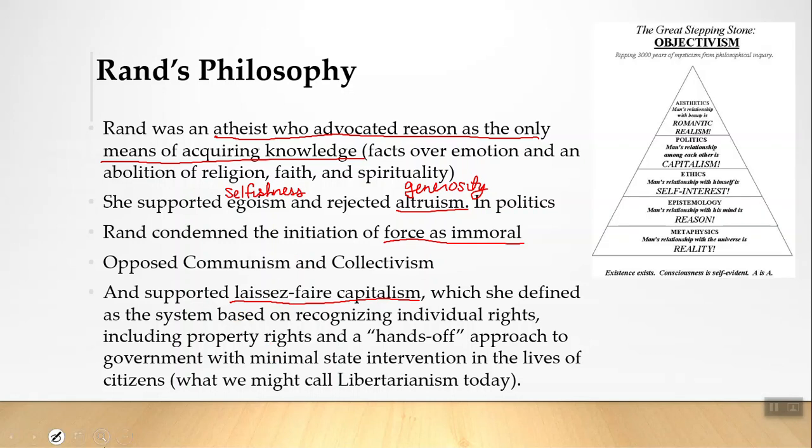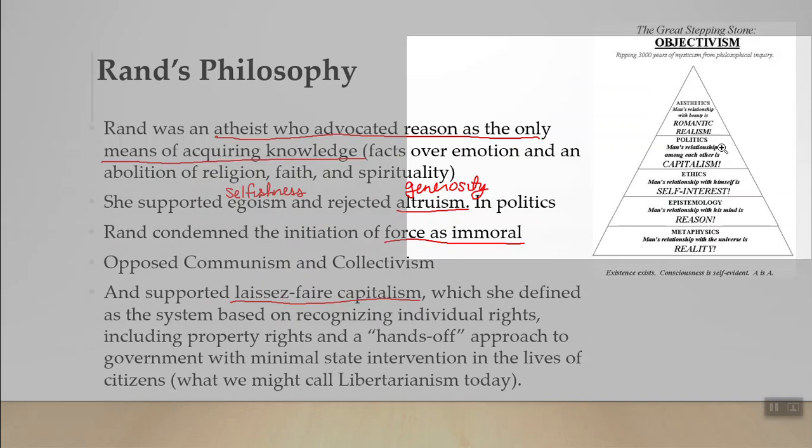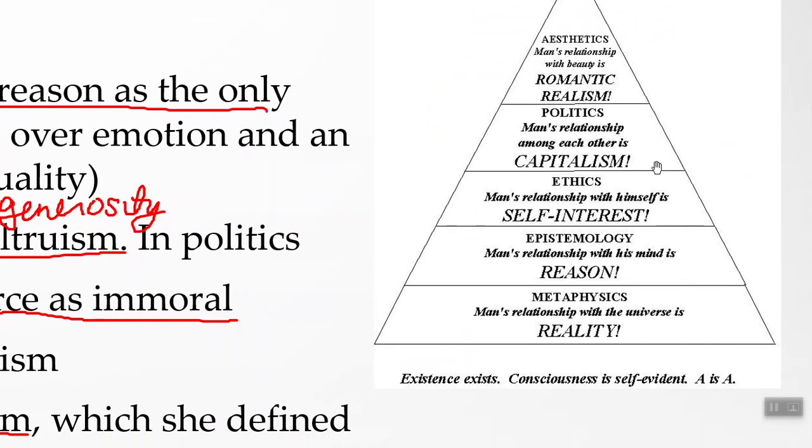So here is a pyramid of her philosophy, and I'll talk about some of the ways I feel like she was right, and some of the ways I feel like she kind of goes off the rails. It begins at the bottom with reality. Man's relationship to the universe is reality. So no emotion, really. There's no spiritual meaning behind things. There's no superstition. What you see is what you get. As it says, existence exists. So her essential reasoning is that you are here on this earth, and when you die, that's it. Period.